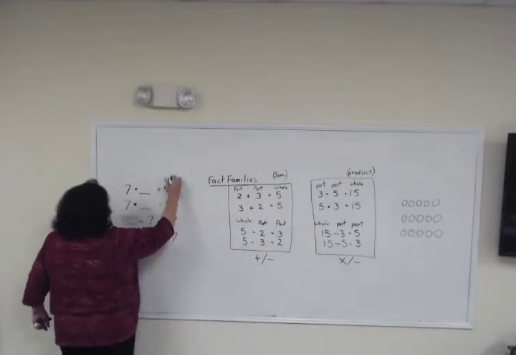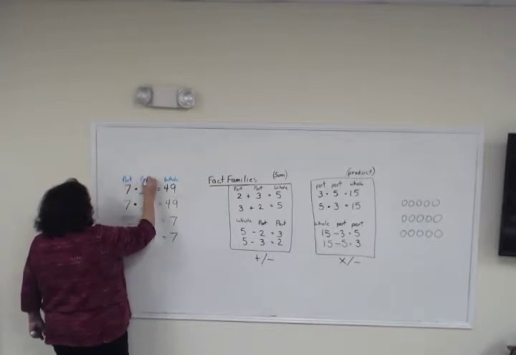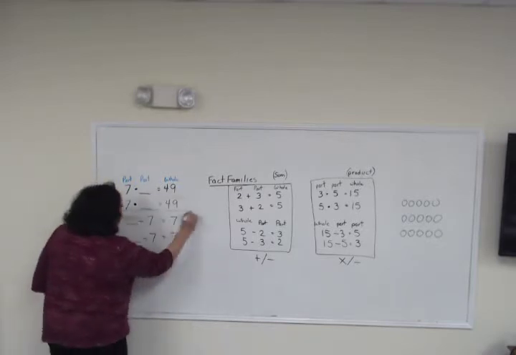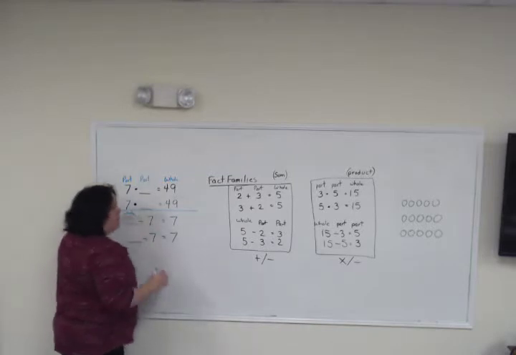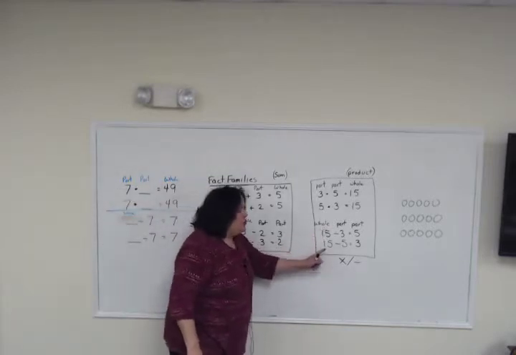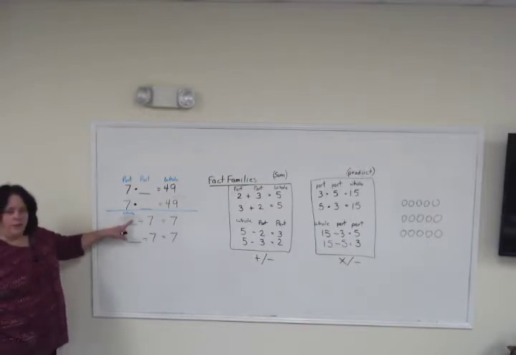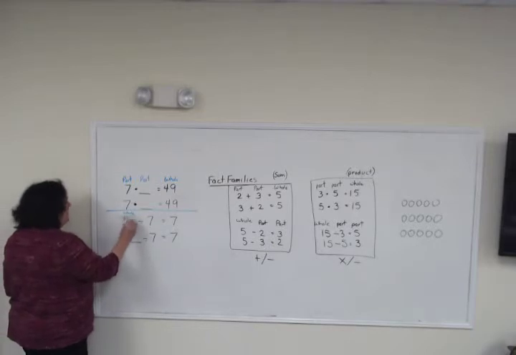We know this is our whole because when we multiply, this is part times part. Now, we know that when we divide, we start with our whole. When we divide, we start with our whole. So, what do you think goes here? 49. Very good. And 49.